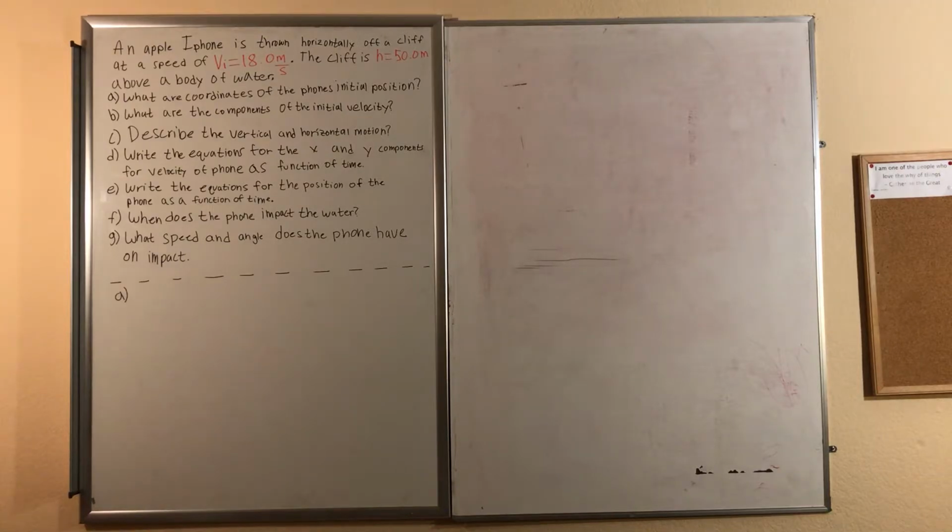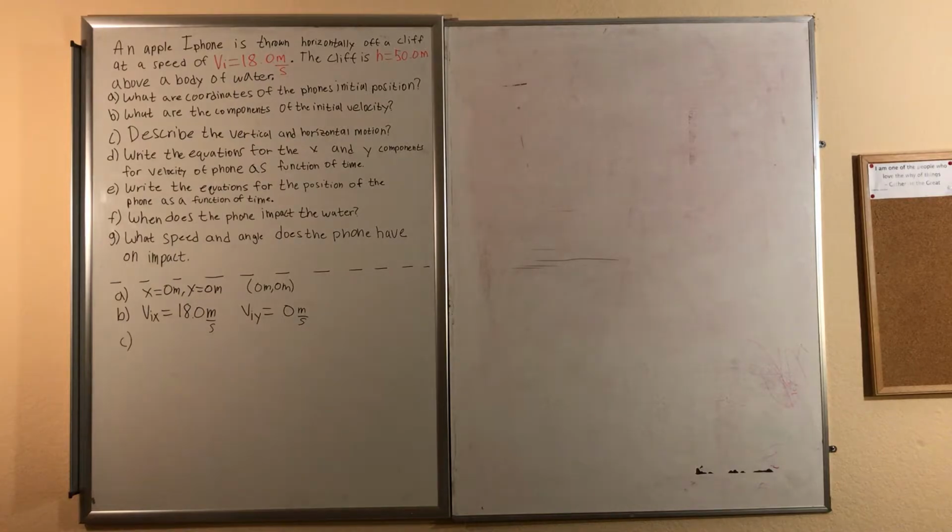For part A, the coordinates for the initial position are x equals 0 meters and y equals 0 meters, or in coordinate notation (0 meters, 0 meters). Part B, the components for the initial velocity are initial velocity x, given, equals 18.0 meters per second, and the initial velocity y starts from rest, so it is 0 meters per second.